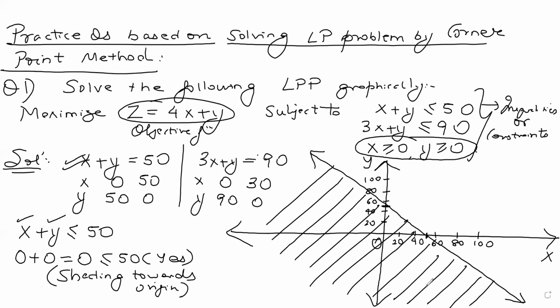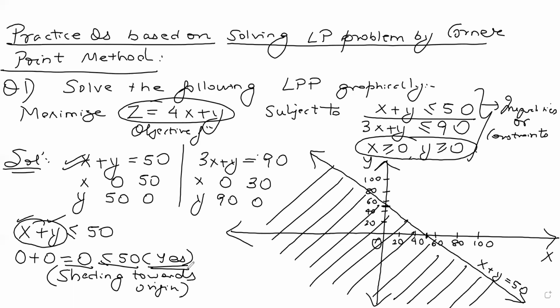And the equation of the line is nothing but x plus y equal to 50. X plus y less than equal to 50. How did we shade the area? I'm repeating again. Put x as 0, y as 0. 0 plus 0 is 0. Is 0 less than 50? Yes. Shading will be towards 0.